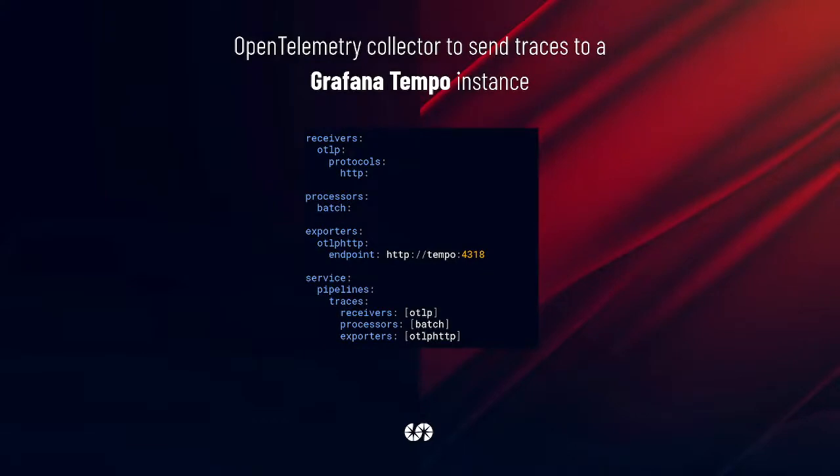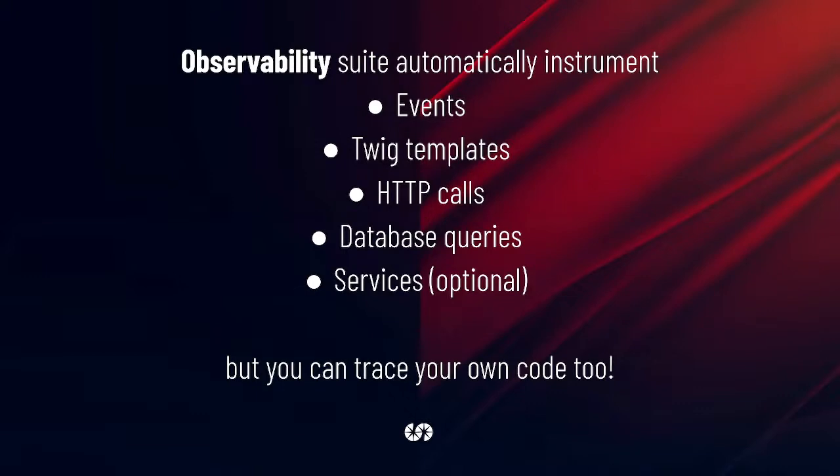To expose all the traces, sorry, we collect to Grafana Tempo, to the OpenTelemetry Collector, and then Grafana Tempo. The configuration of the OpenTelemetry Collector is quite easy. Again, we are using HTTP as a communication protocol. We are sending all the collected traces in batch to an instance of Tempo. So quite easy. The observability suite automatically instruments your application. You don't have to do anything.